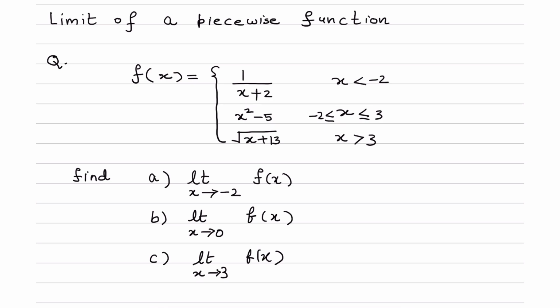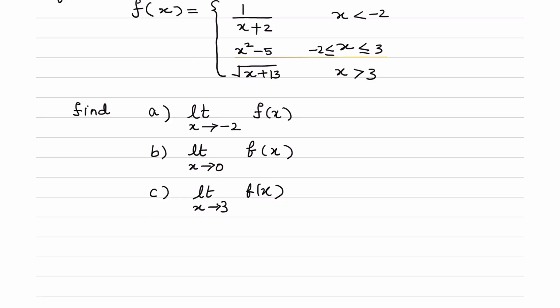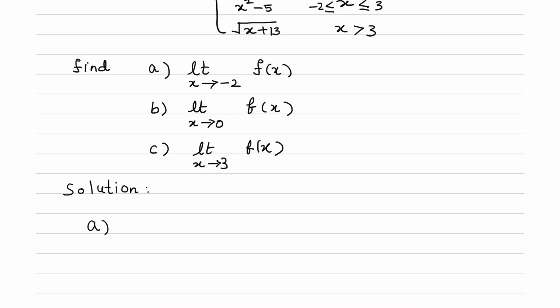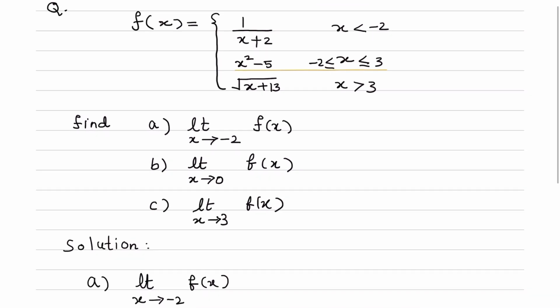This question has three parts, A, B and C. We will find the solution for the first part first. So part A says that we have to find the limit of this piecewise function f of x when x is approaching -2. Now let's have a look at this function f of x. As described before, for x less than -2 there is a different function, and for x greater than or equal to -2 there is a different function.